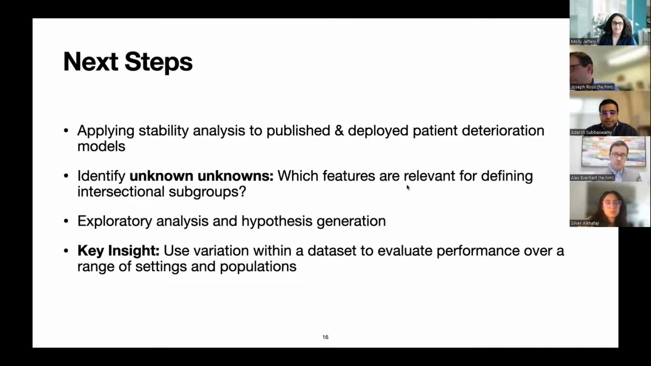Again, this gives us a way to do exploratory analysis and hypothesis generation about possible failure modes for a model. In deployment settings, what are the types of populations or operating conditions that a model could fail in? And finally, one of the key insights from this work is that we can exploit the variation within a data set in order to evaluate performance over a range of settings and populations, and thus get a better sense of external validity even without having the ability to collect new data.